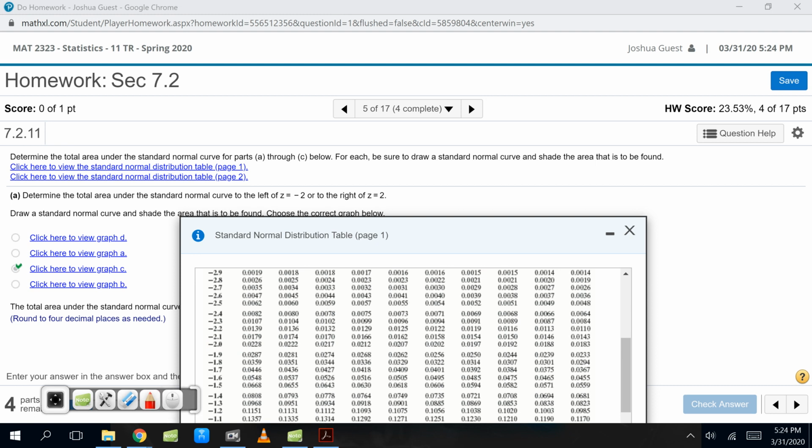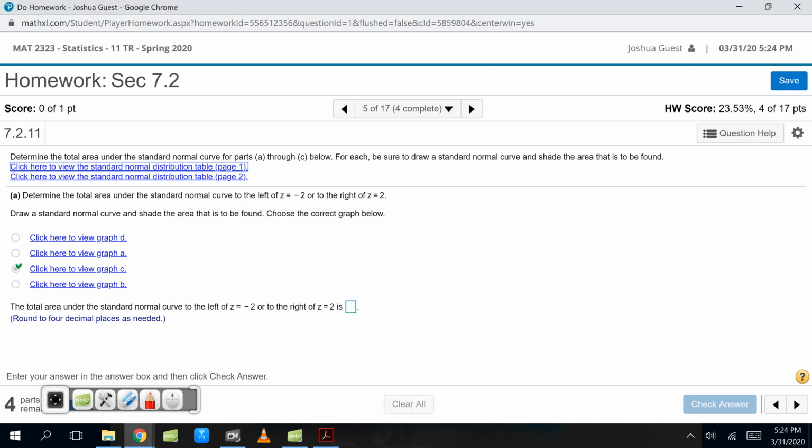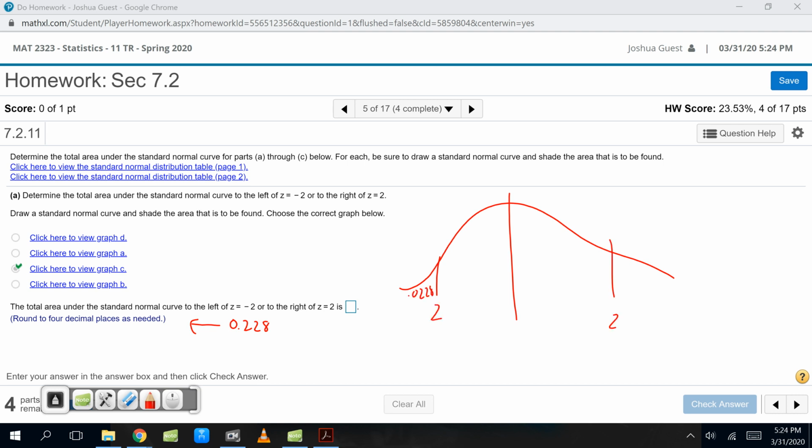If you look up the other one, let me close this out. So 0.0228 is left of it. That's okay. So we have this going on here, right? This is 0.0228. And if you're over here at 2, and this is negative 2, these two things are the same size. You can actually just double it when it's the same thing.